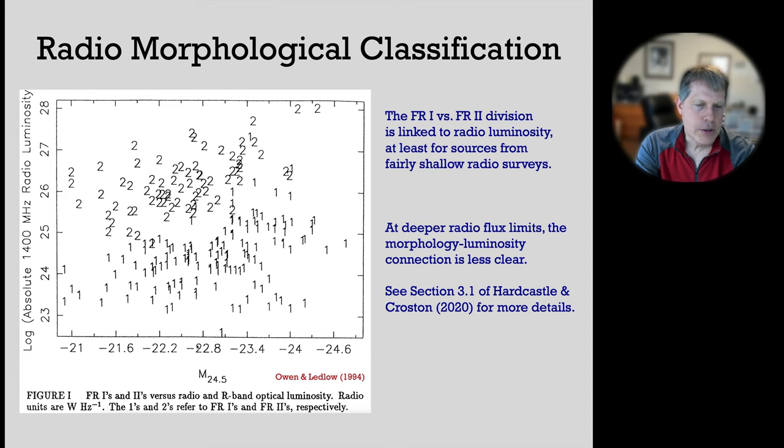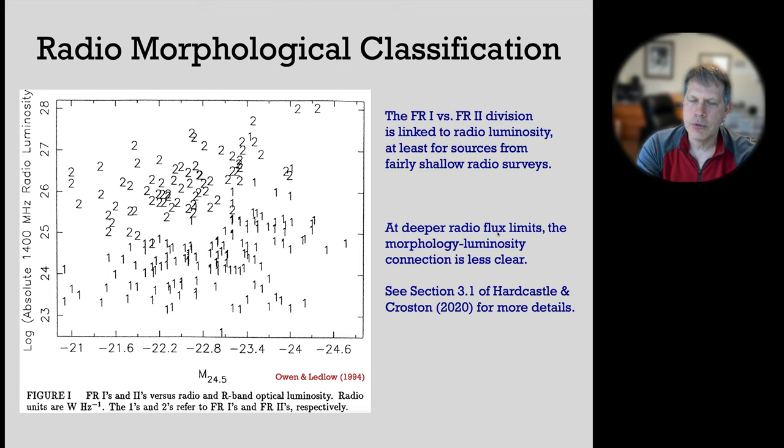One point I will make, the reason why in this plot R-band luminosity, optical luminosity of the host galaxy is shown, is people thought this, again, could be an indicator of environment, such that more luminous galaxies over here would indicate perhaps richer environments, and ones over here would indicate poorer environments. But anyway, there's a remarkable linkage there, at least for sources drawn from fairly shallow radio surveys. Now, unfortunately, the sort of cleanliness of this distinction between the type 1s and the type 2s in radio luminosity becomes less clear as you perform deeper radio surveys reaching fainter flux limits.